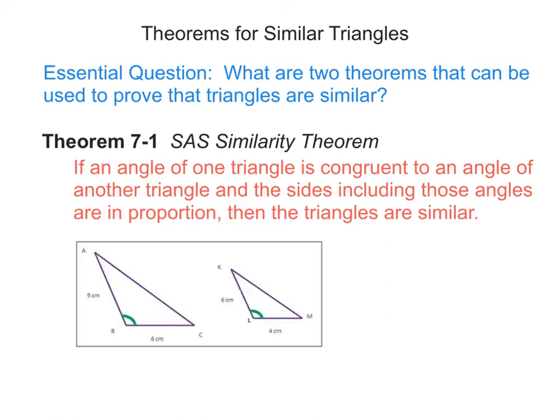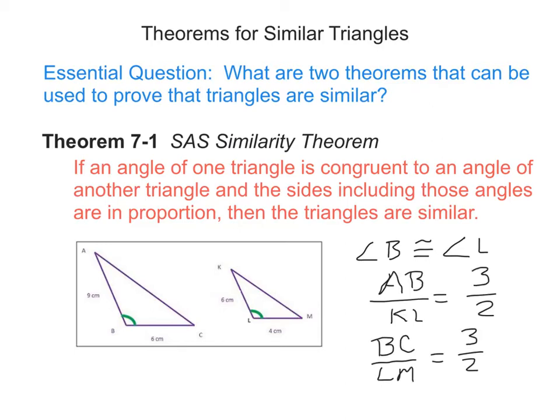So here are two triangles that are similar, ABC and KLM. Note that angle B is congruent to angle L. And also note that side AB divided by side KL is equal to 3/2, and side BC over side LM is also equal to 3/2. So therefore, this is an example of two triangles being similar by SAS. The angles are congruent, and the sides that make up those angles are proportional, or are in proportion.